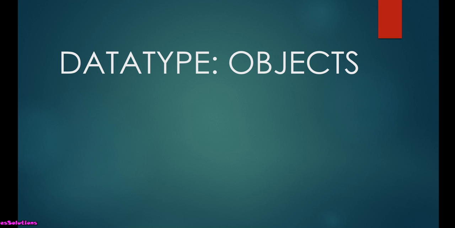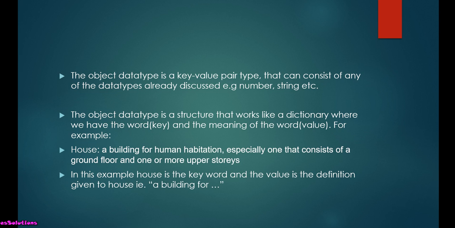Now, the object data types. What are the object data types? In JavaScript, it's a key-value type, where we have a key and we have the value corresponding to that particular key. Just like in a dictionary, where you have, let's say, a word, let's say house, and the house has its value, which is the definition of the house. So when you are looking up what a house is, you don't go to the definition first. You first pick up the key, the word itself, which is house, and then you get the definition for that house.